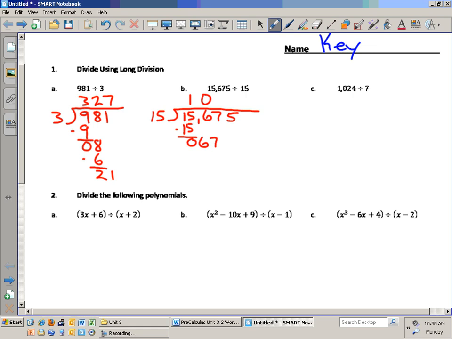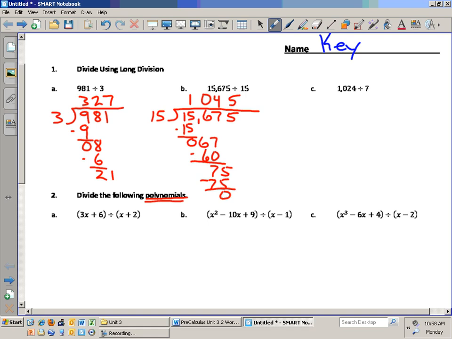Now I can drop down the 7. Does it go into 67? 4 times, which gives me 60. Subtract, and I get 7. Drop down my 5. Does it go into 75? 5 times. Leaves me with 75. I get 0 as a remainder, 1,045. So very important that you put the 0 there. A lot of people forget that, especially when we're dealing with polynomials in particular. The placeholders will be extremely, extremely important for us.